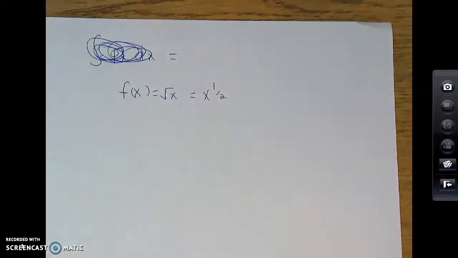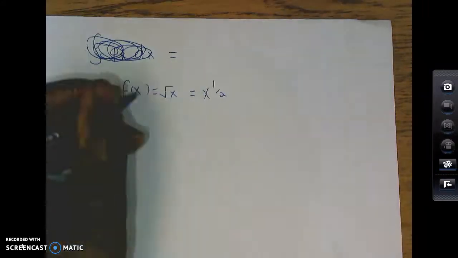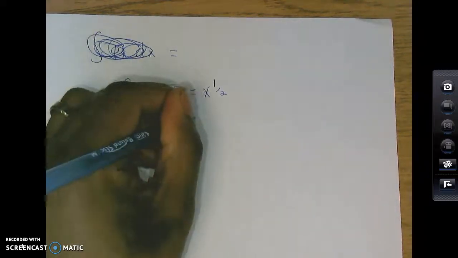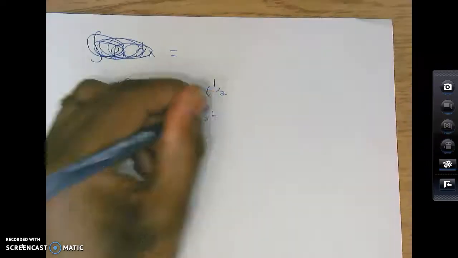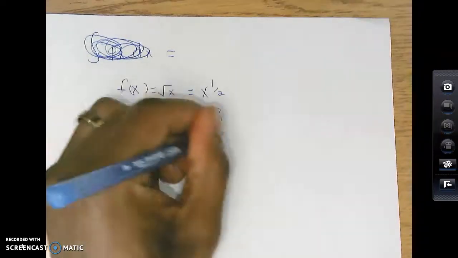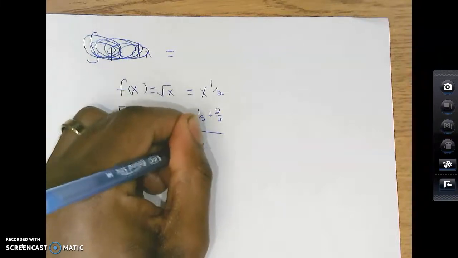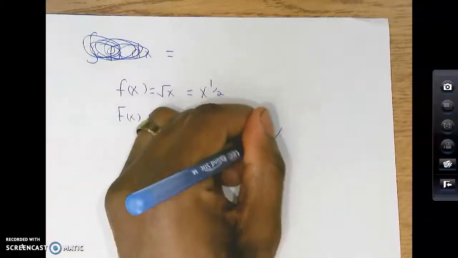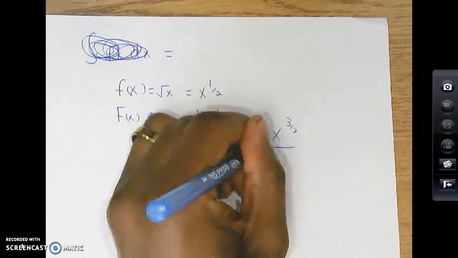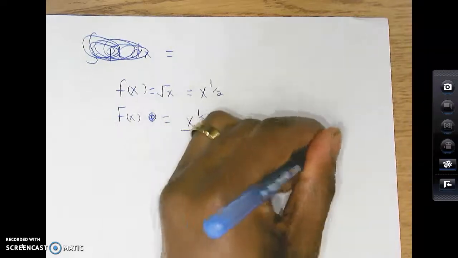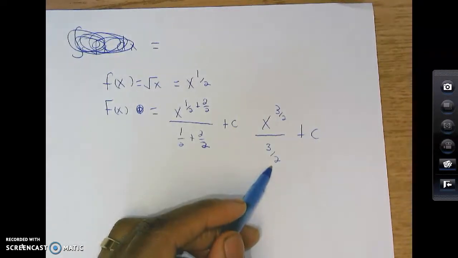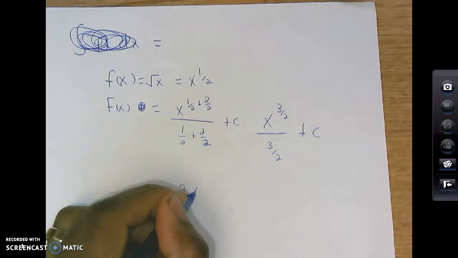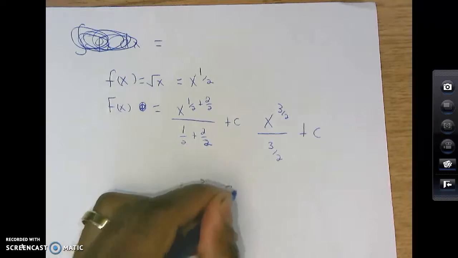Alright, so again, we still do what? We add 1 to the exponent to get the antiderivative and divide by the new exponent. And then we're going to add our c. So we get 1/2 plus, I'm going to go ahead and write this as 2 over 2, 1/2 plus 2 over 2 plus c. So that gives me x to the 3/2 over 3/2 plus c. Now when you divide by a fraction, you're really multiplying by the reciprocal. So the answer is going to be 2 over 3 x to the 3/2 plus c.